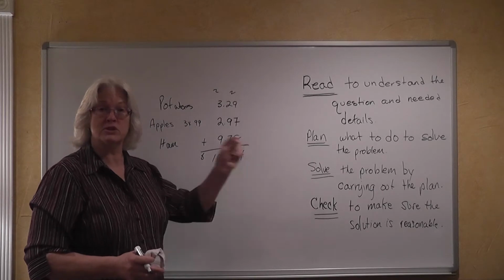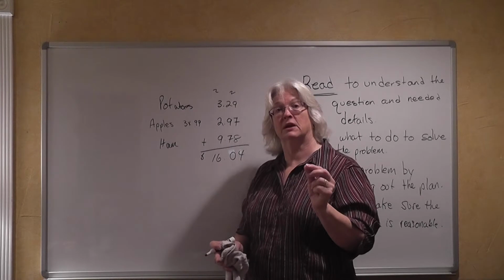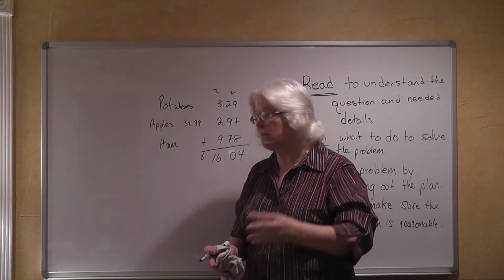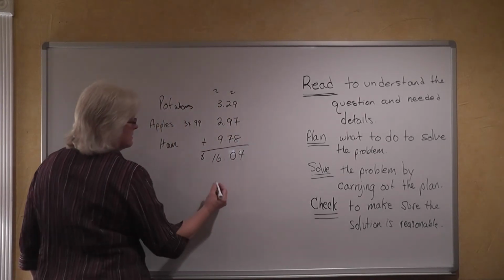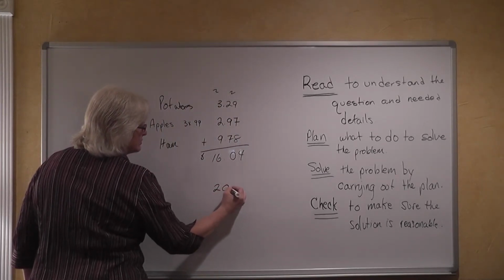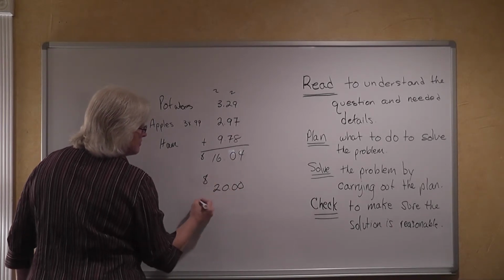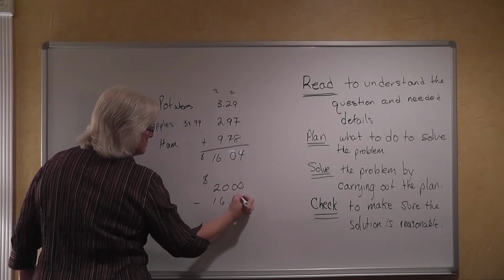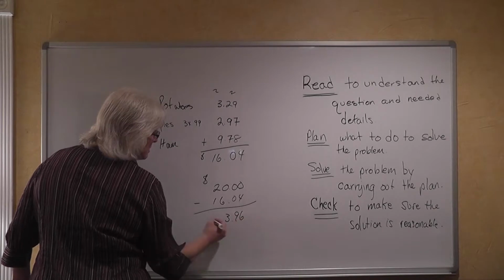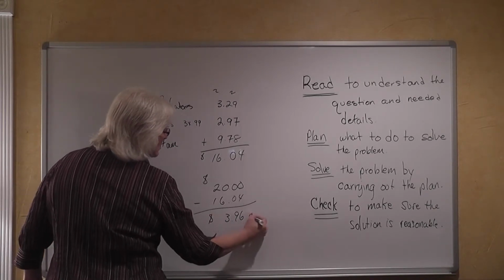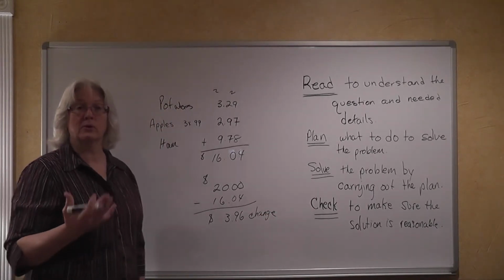Now, is this our answer? She spent $16.04 on groceries? No. Remember, it was asking how much change did she receive from the $20 bill. So now, what we have to do is subtract that $16.04 from $20. Line up your decimal points. And she received $3.96 change from her groceries.